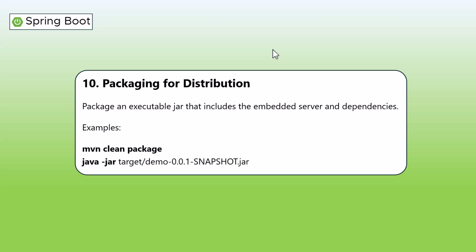10. Packaging for distribution. The build produces an executable artifact that already includes the embedded server and all dependencies. This makes distribution straightforward. The application runs the same way across environments without installing a separate application server.